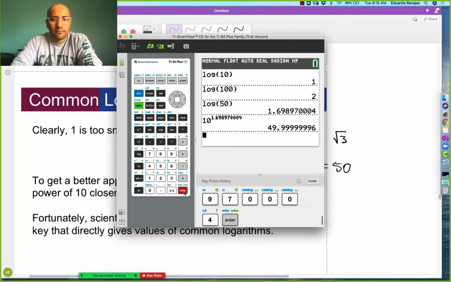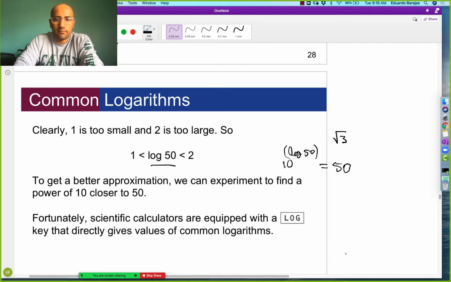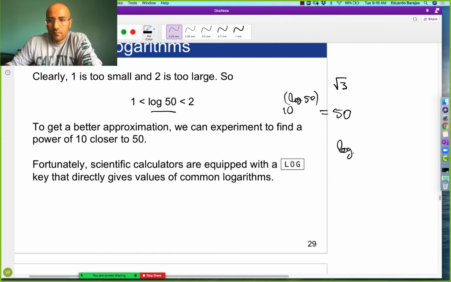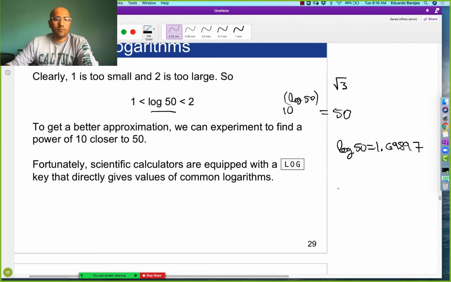Good. So that is the answer: log of 50 is approximately 1.698997. Right? And that's the decimal that belongs here. We knew that this had to be bigger than 1, but still less than 2, and it agreed. It's bigger than 1, but still less than 2.